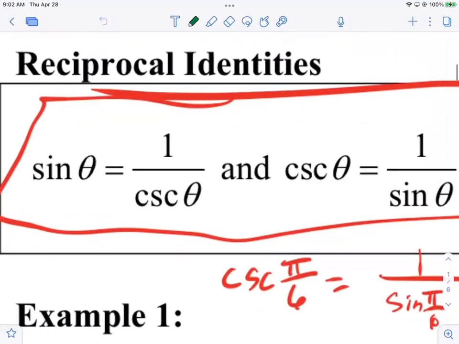So you want to know them in both versions, right? So sine is 1 over cosecant. Similarly, cosecant is 1 over sine, so on and so forth.